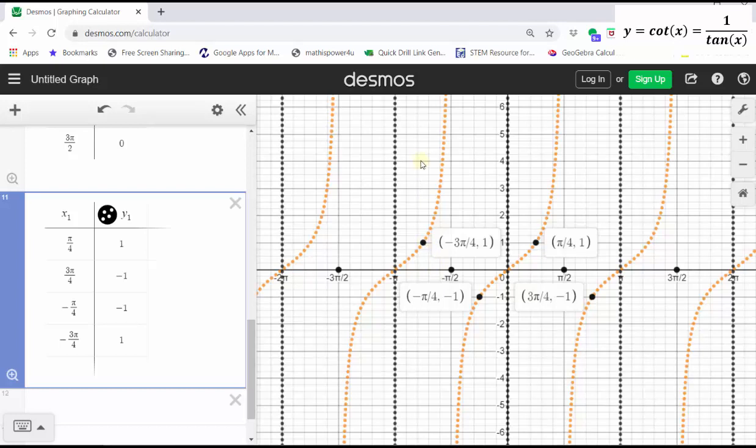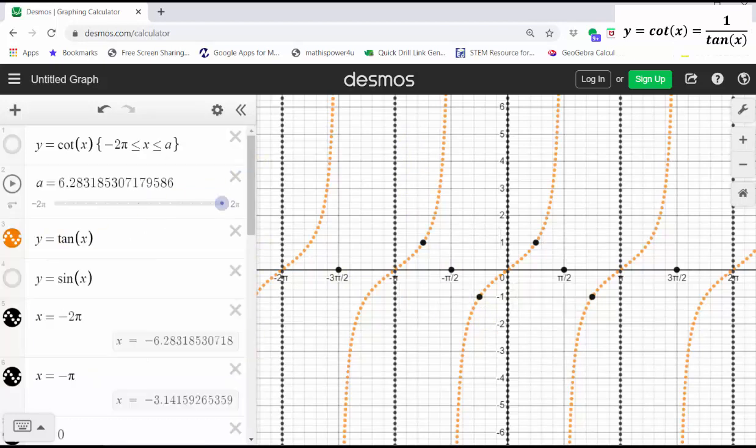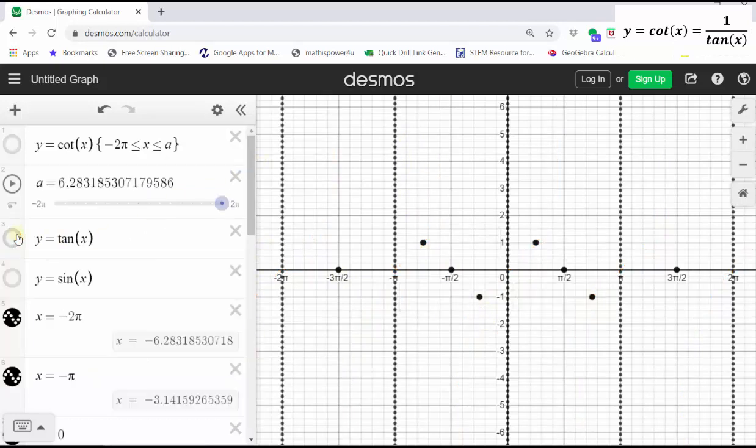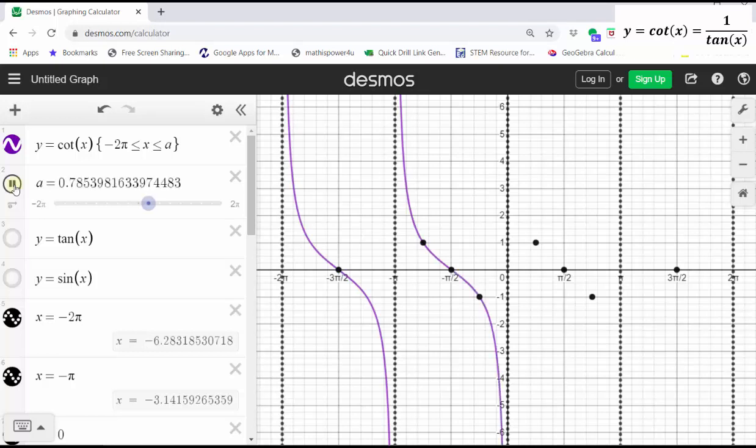function. The graph must pass through the points that we have found and approach the vertical asymptotes. So I'm going to go ahead and turn off the tangent function now, and then graph the cotangent function again. Notice how the graph passes through the points that we found and approaches the vertical asymptotes.